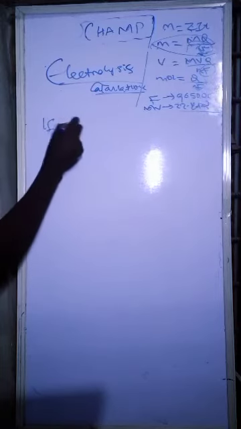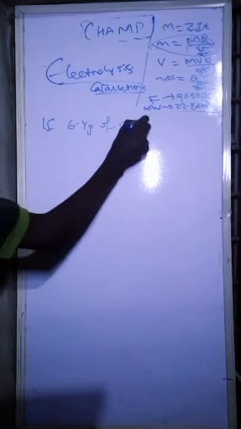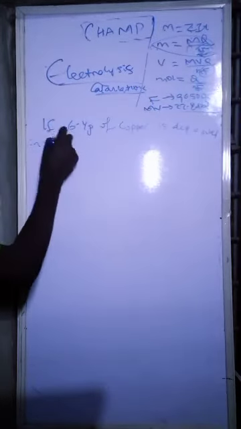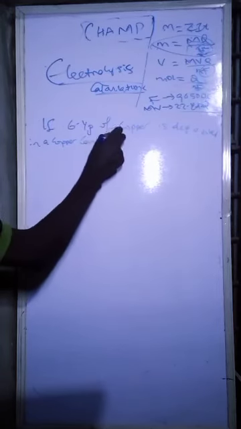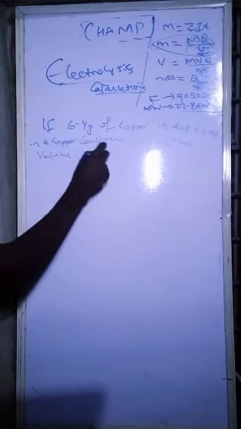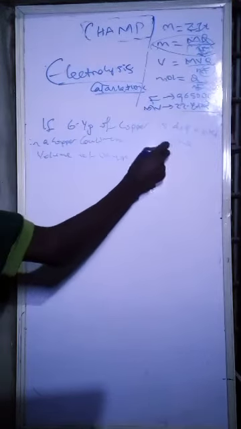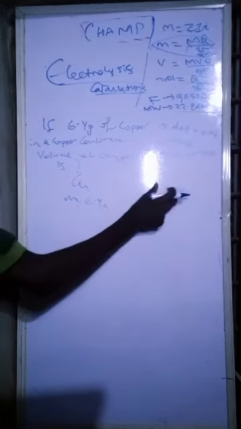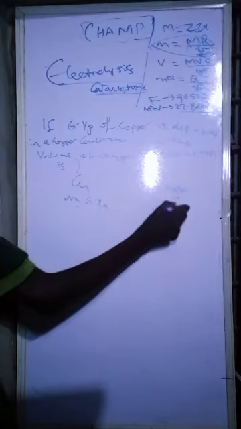Another question. If 6.4 gram of copper is deposited in a copper coulometer connected in series with a Hoffman voltameter, the volume of oxygen liberated at STP is. So this is actually another case, but it's just the same approach. Copper and oxygen. They gave you the mass of copper to be 6.4 grams. But in the case of oxygen, they gave you volume, and they ask you to find it.